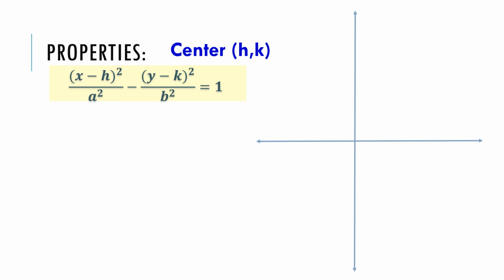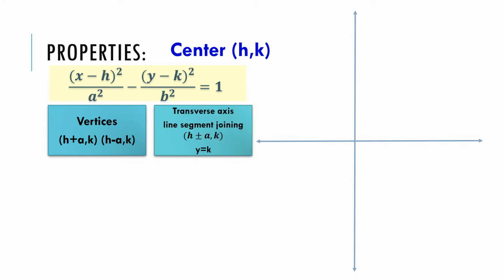What if the center is at H, K? So, wala na siya sa origin. Ganun pa rin, gaya ng sabi ko, iipod lang tayo. Our vertices, from the center, ipod tayo ng A unit. Ayan. Line segment joining the transverse axis. Y equals K na tayo. Makikita nyo later.